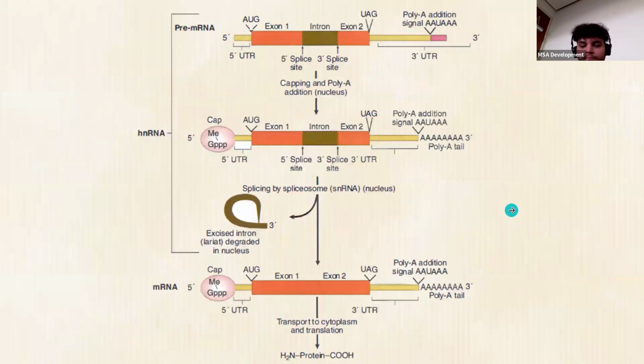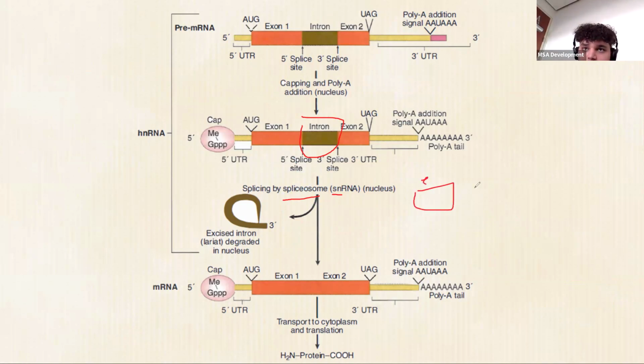After this, we have the splicing of the mRNA by spliceosomes. Remember when I told you to memorize the names of the RNAs? We said the spliceosome contains snRNA, okay? What is their function? They remove the introns. The introns are the non-coding part of the mRNA, and the spliceosome will come and remove them. Now, let's say I have exon, intron, exon, intron, okay?